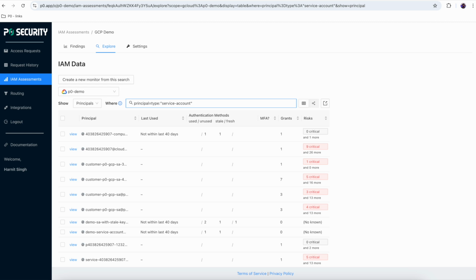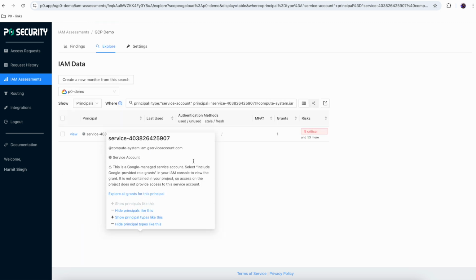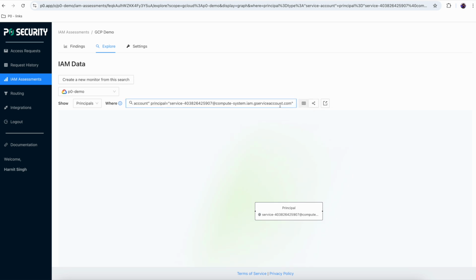accounts. Finally, you can also look at an individual service account and use our graph view to explore all the resources this service account has access to.